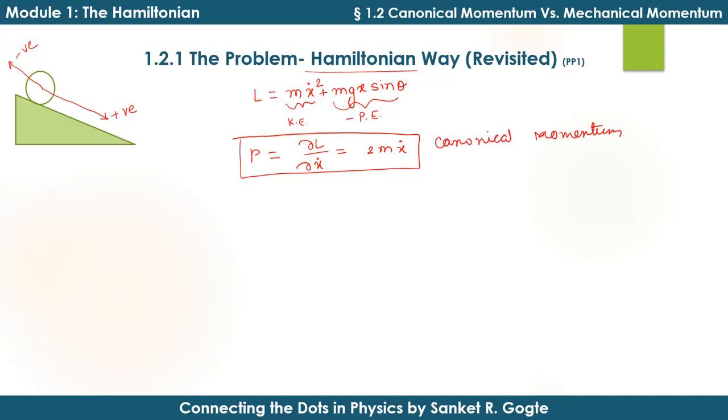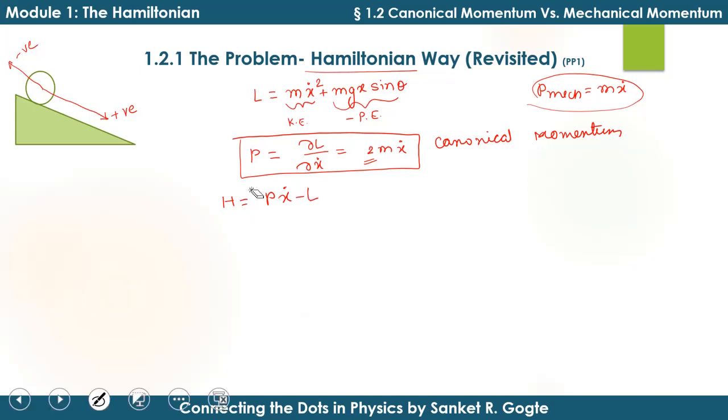Now you can already see that the canonical momentum is 2 m x dot. If we consider the mechanical momentum for the system, it is simply m into x dot. So this factor of 2 which we have for canonical momentum is not there for mechanical momentum. So you can already see the difference between the two. Next step to obtain the Hamiltonian is to use the equation p into q dot, which is x dot in this case, minus L. Now I don't have to worry about the summation here.